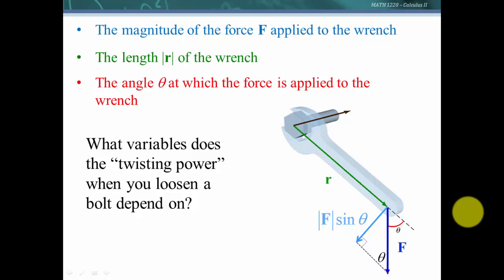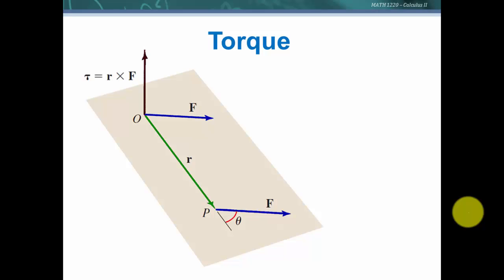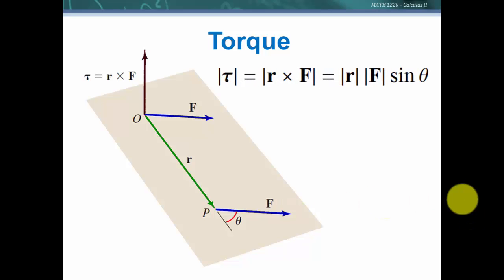We could figure that out with our right triangle trig, and that would be the magnitude of F sine theta here. If we wanted to compute the torque, the torque is actually r cross F, and we can express the magnitude of that torque as the magnitude of r times the magnitude of F sine theta.